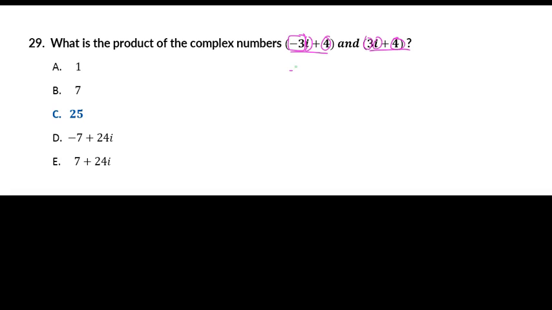So you do the same thing that you would with -3i plus 4 times 3i plus 4, because it asks for the product of these two complex numbers. So there's complex number 1, complex number 2, and they want the product of those two. So you just multiply it together and you use the distributive property, and you treat the i just like you would an x variable or a y variable. So let's just do it. FOIL first.